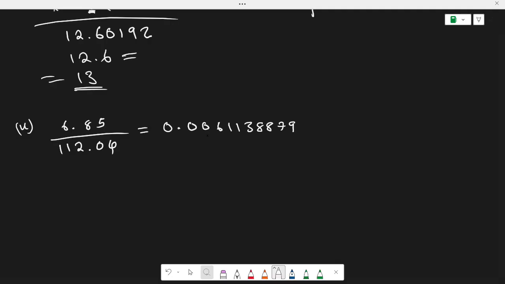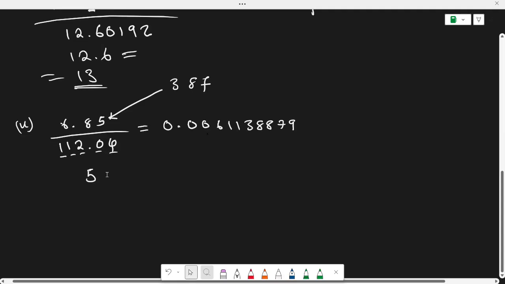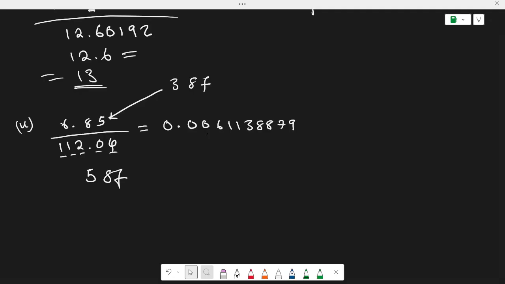Now to what? You check the number of significant figures. This one has 1, 2, 3 significant figures. This one has 1, 2, 3, 4, 5 significant figures. So you take the one that has the least, and you find that this one has the least. So you take 3. Your answer should have 3 significant figures.